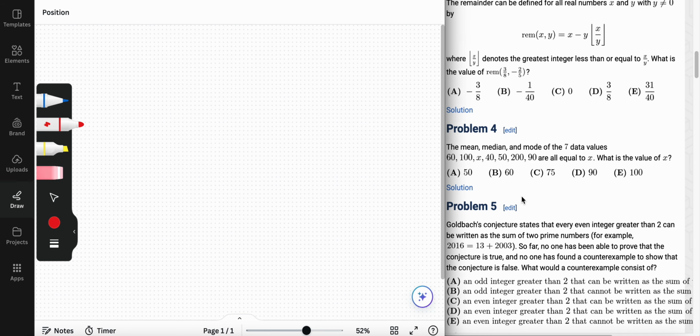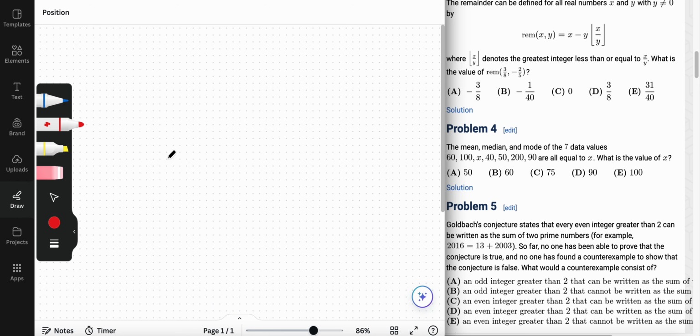Okay, moving on to question 4, problem 4. Mean, median, and mode are equal to x. What's the value of x? Okay, so I know that I have 7 values. And I have a sum here. Sorry, sum is equal to... So the mean, median, and mode are equal to x. So this is all equal to x. Okay, so I can find the sum of all these. 60 plus 100 is 160, 200, 250, 450, 540 plus x.